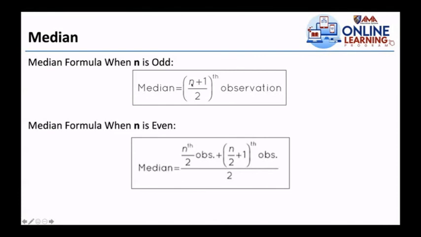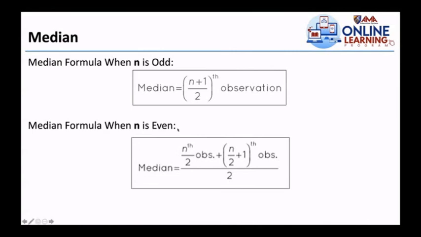For example, in your data, the sample size, because small n, not capital N, the sample size is 7, so odd. How do you get the middle? 7 plus 1 is 8, divided by 2 is 4. Meaning the fourth, if it's arranged from least to greatest, you have to arrange the data from least to greatest. The fourth is the median. Okay, the fourth observation, the fourth data value.